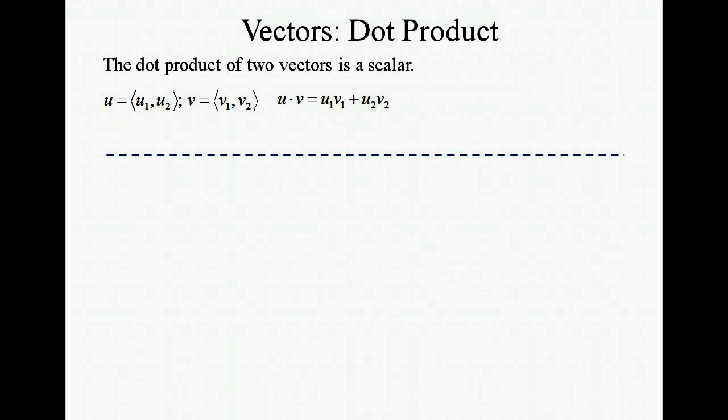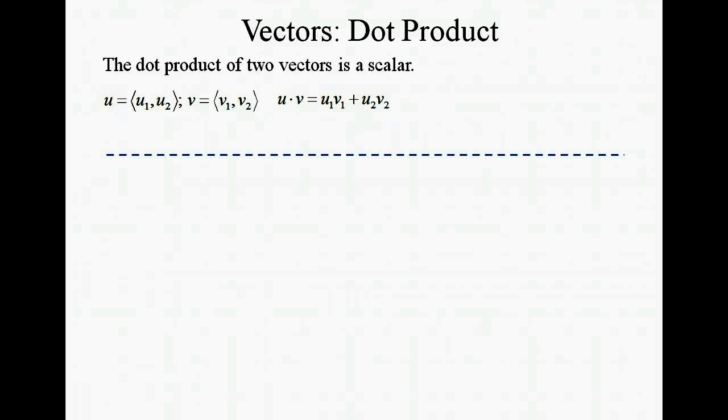Okay, let's move on to dot products. To find the dot product of two vectors, all you have to do is multiply the first coordinates together, add it to the product of the second part of the coordinates. And when you do this, you're going to end up with a scalar, not another vector. It's just going to be one number.